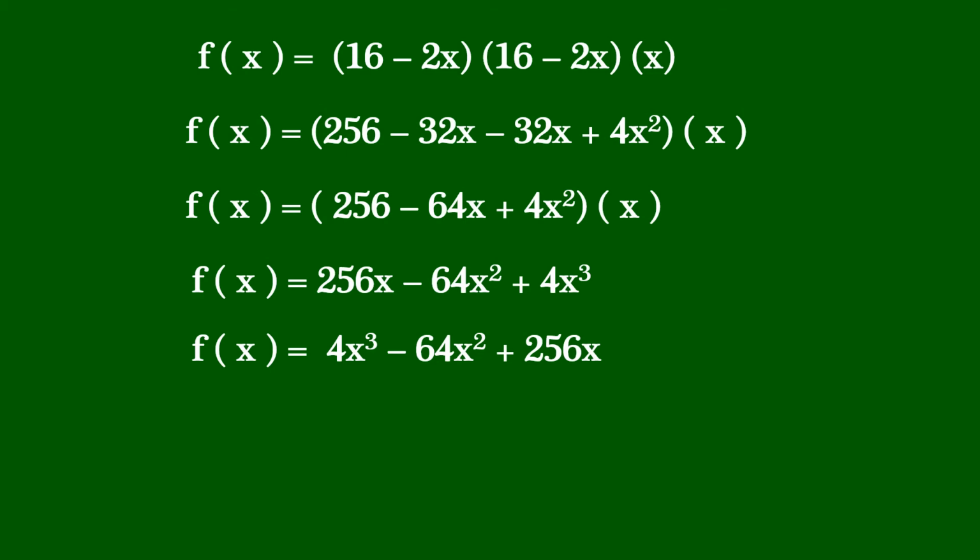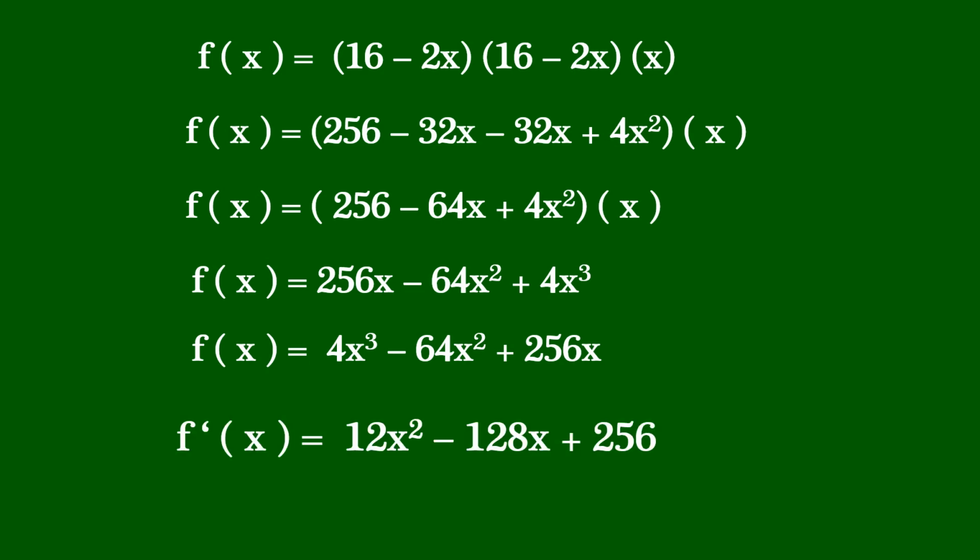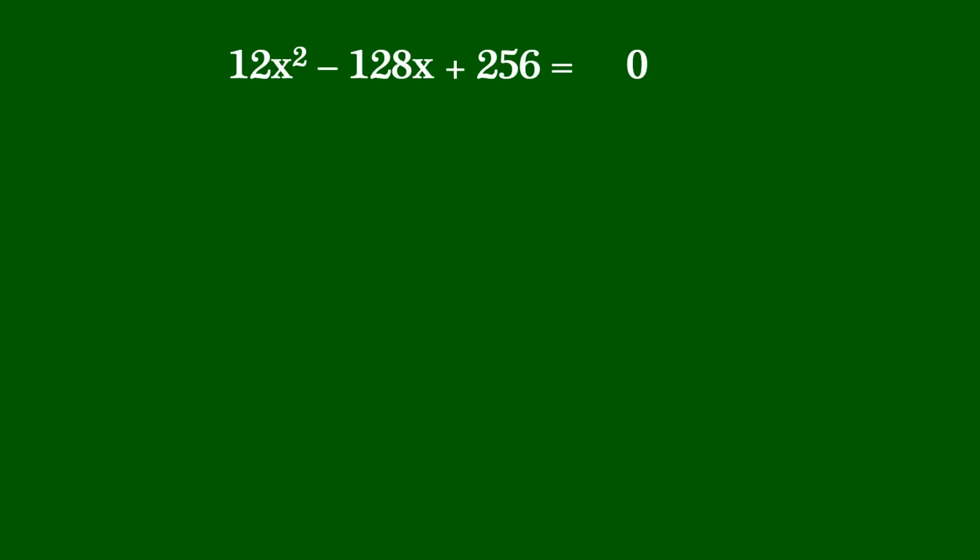We are now going to get the derivative of this function. So the derivative of 4x cubed is 12x squared. The derivative of negative 64x squared is negative 128x. And of course, the derivative of 256x is just 256. After that, we are going to find the critical number. And to find the critical number, we are going to equate the first derivative to 0, and we are going to solve for x.